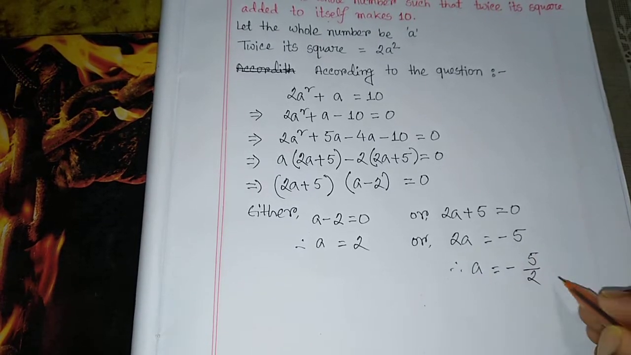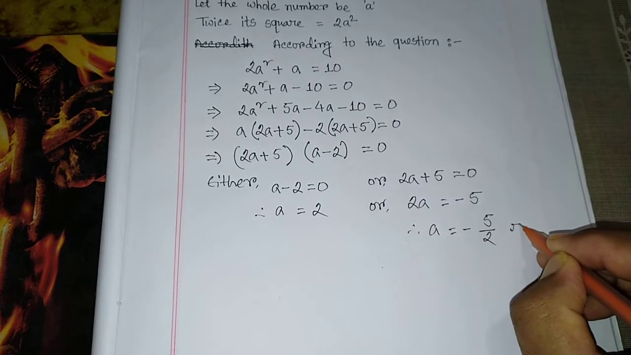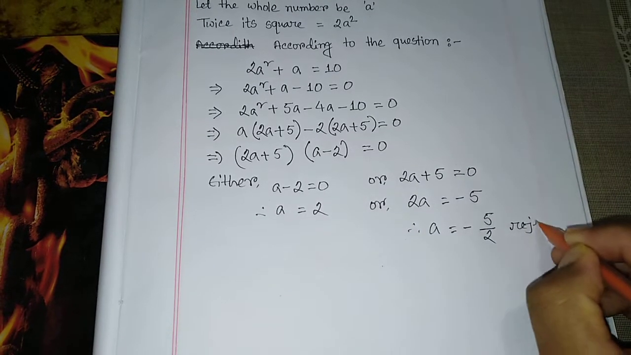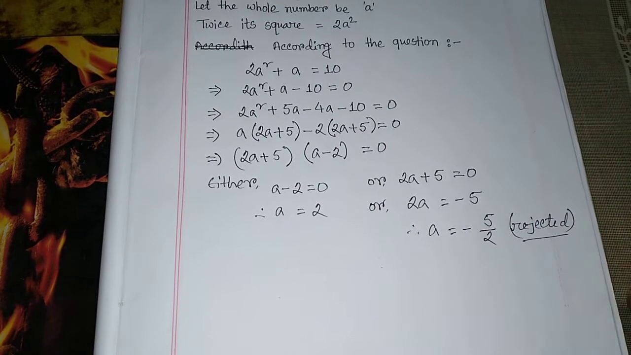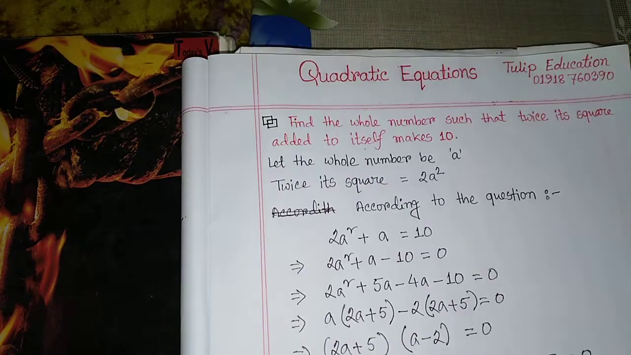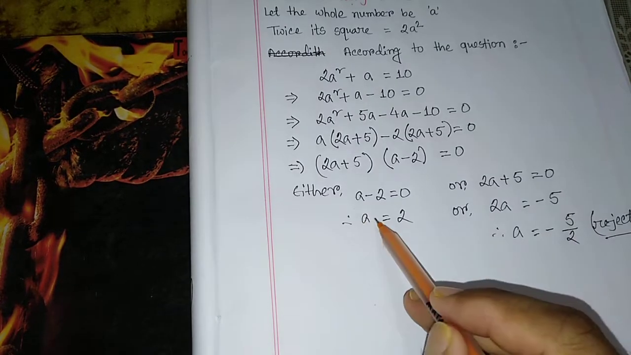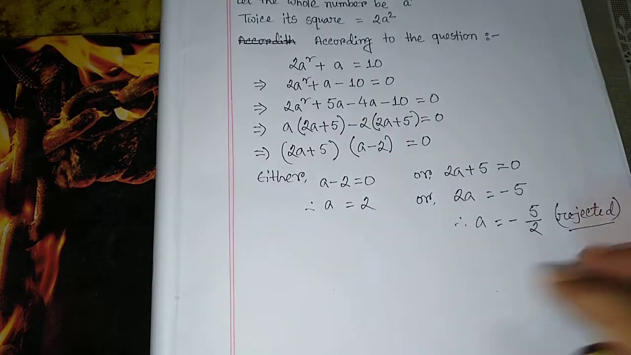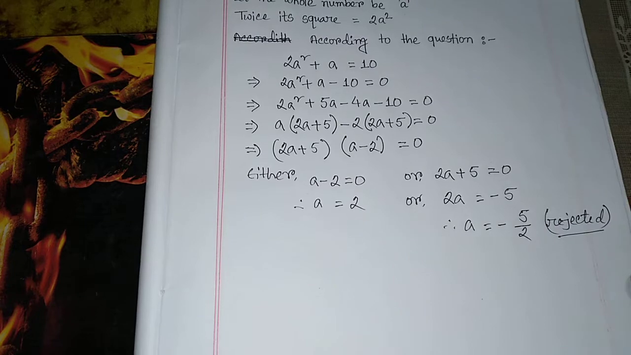But this value is rejected, because in our question it is said that it should be a whole number, so it must not be a fraction. Okay, in the question it is written find the whole number, so our answer is 2, because 2 is a whole number and minus 5 by 2 is a fraction.